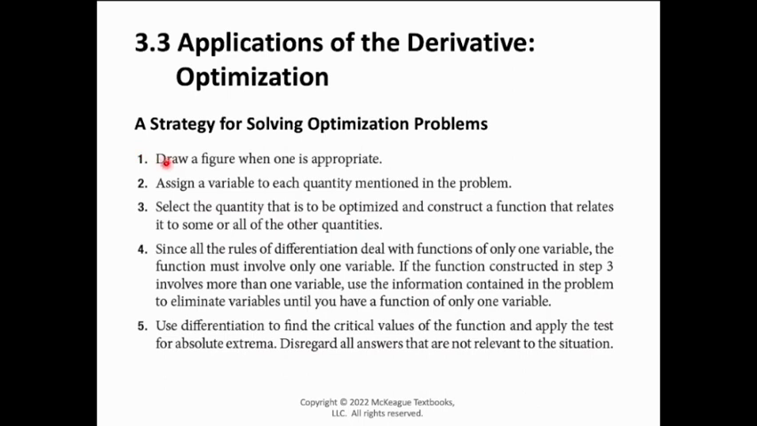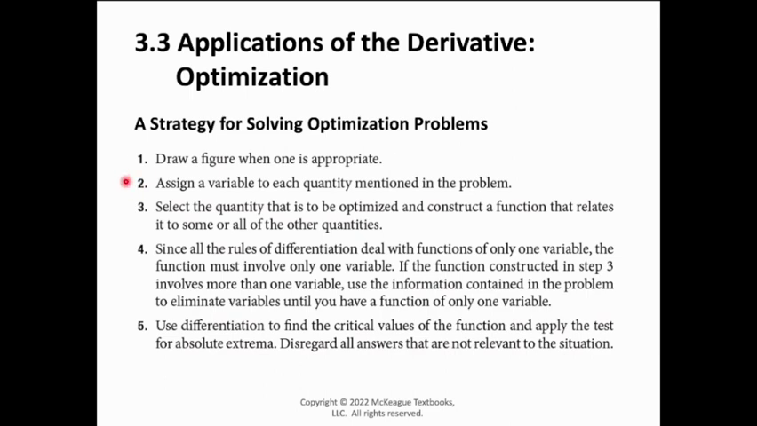So step one, you want to draw a figure when appropriate. So if the question is talking about optimizing some kind of area, then you want to draw a picture of that area. A picture can really help you identify what variables you're looking for, what you know, what you don't know, what you have to substitute. It really does help, and it only takes a minute to draw that, so I really recommend that you do that.